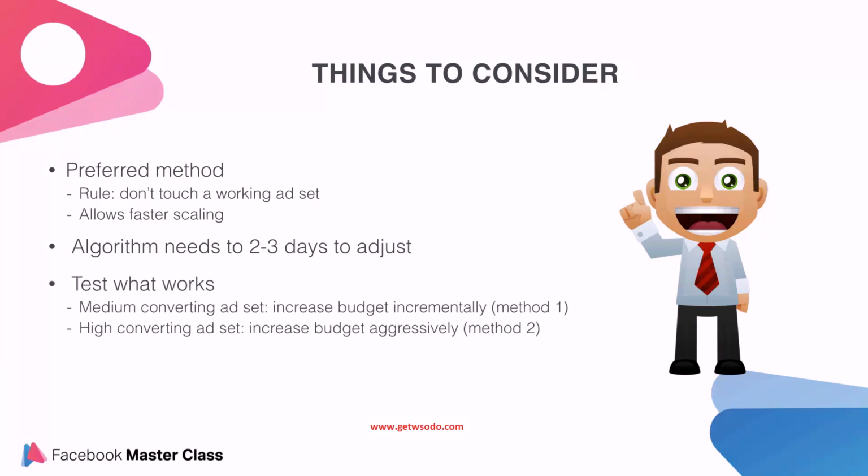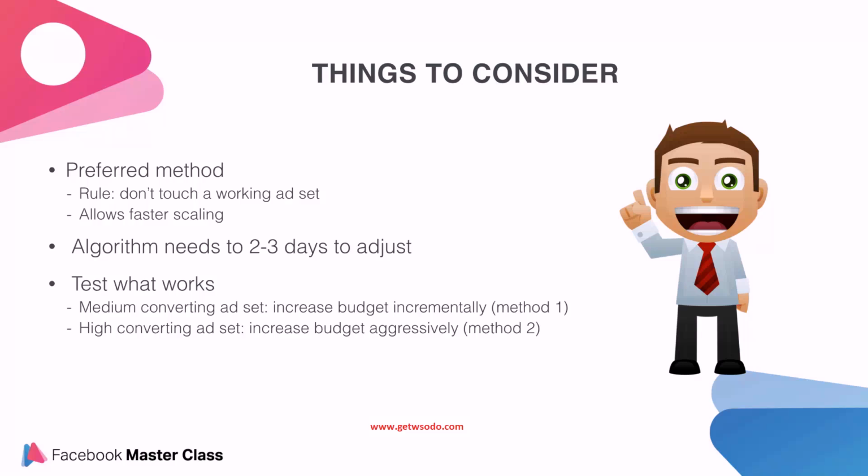And the third thing I'd like to point out, test what works. This method is our preferred method, but it totally depends on your ad, on your campaign, on your ad set. So if you have a medium converting ad set with a low ROI, maybe it's better to increase the budget incrementally. But if you have an ad set that's converting really, really well, then you can increase the budget more aggressively by deploying method number 2.